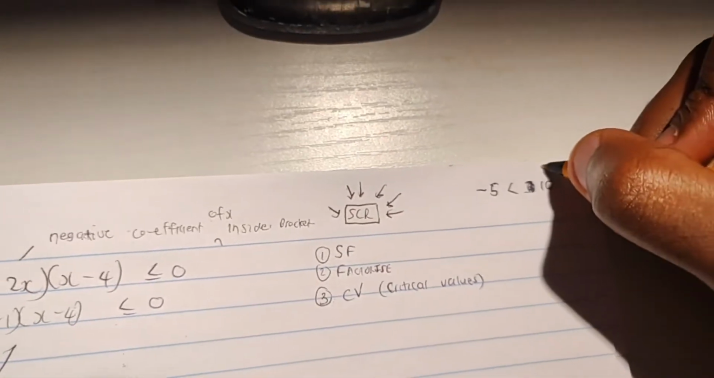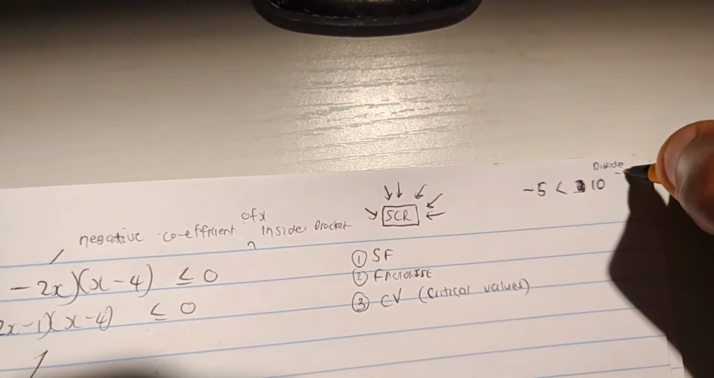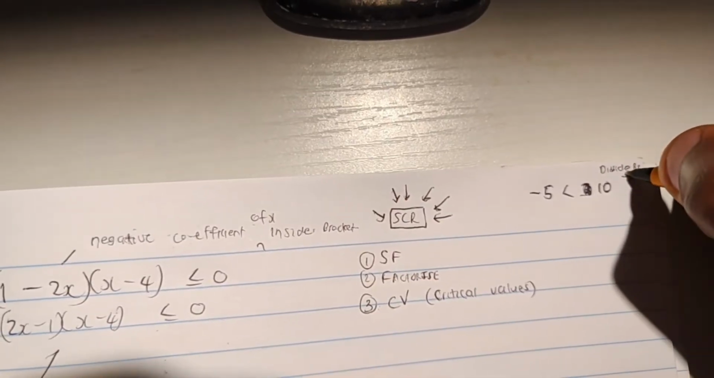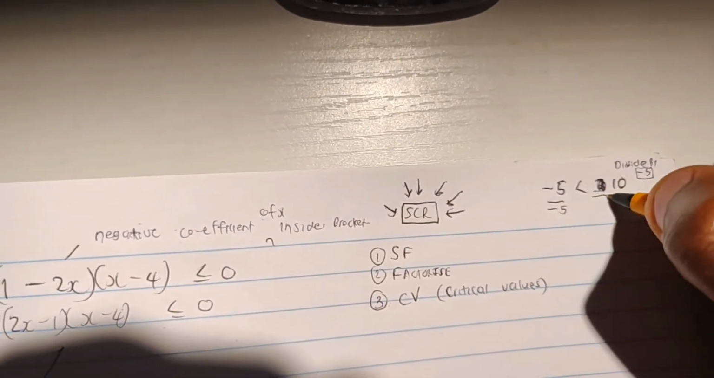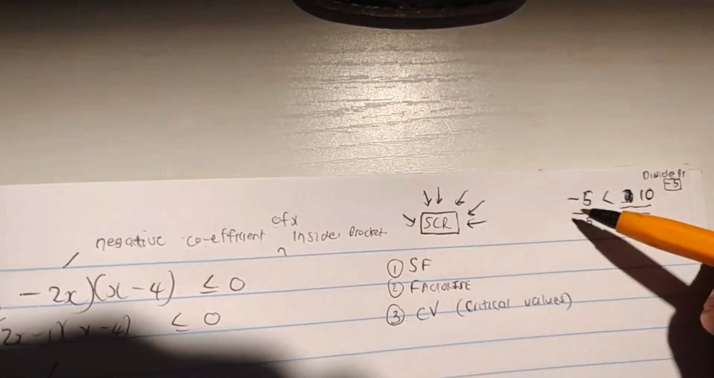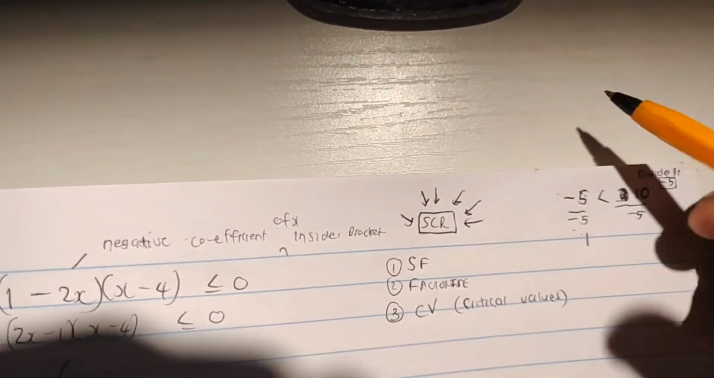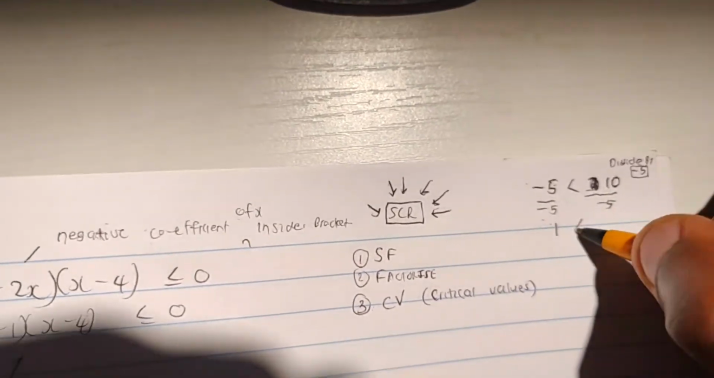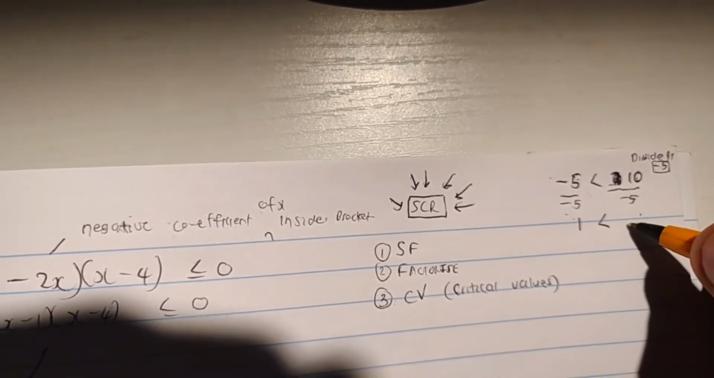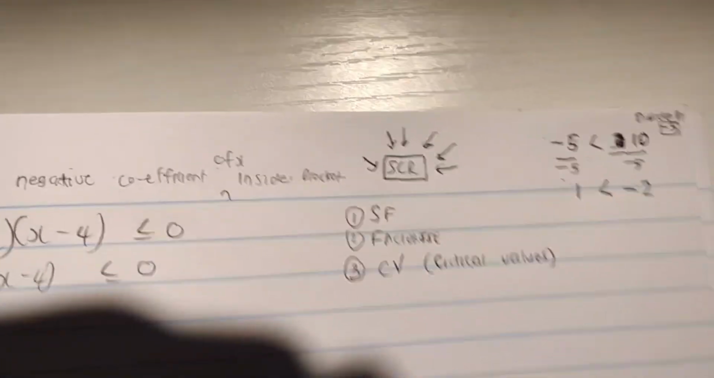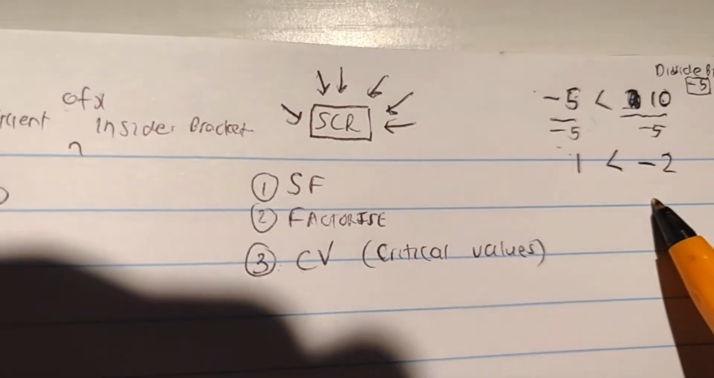Let's say I said let's divide both sides by negative 5. If I did that, what's a negative divided by negative? It's a positive, and 5 divided by 5 is 1. And let's say I kept that inequality sign as it is, did not change it at all. What's 10 divided by negative 5, guys? It is negative 2.